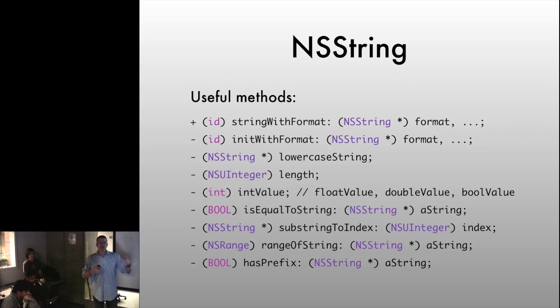That's right. So searching for a substring within a string, NSRange gives you back the start and the length of where it found the substring, if it found one. And then hasPrefix is also a really common one, especially if you're doing file and directory manipulation, to look for file extensions.